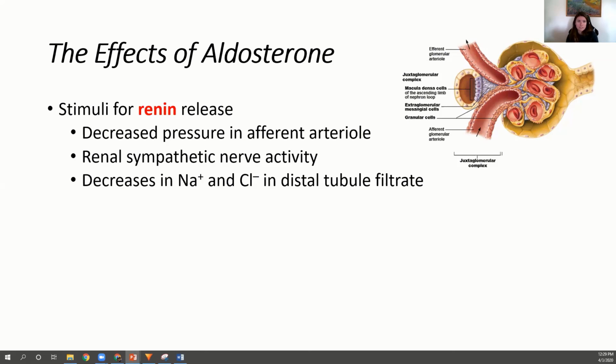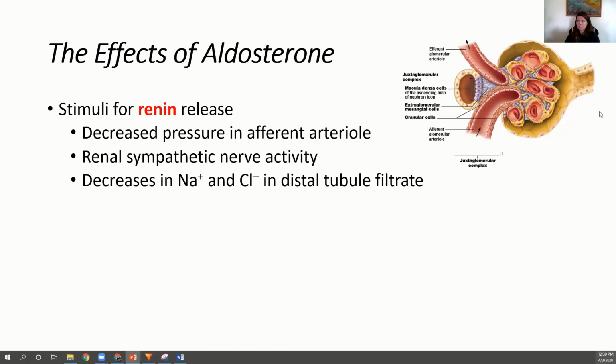You can also release renin in response to renal sympathetic nervous activity. That's really the extrinsic factor on this list. If we're sensing low blood pressure elsewhere, we can increase sympathetic activity, which is going to cause our juxtaglomerular apparatus to release renin. And we're also going to increase the release of renin when we see decreases in sodium and chloride ions in the distal tubule filtrate.